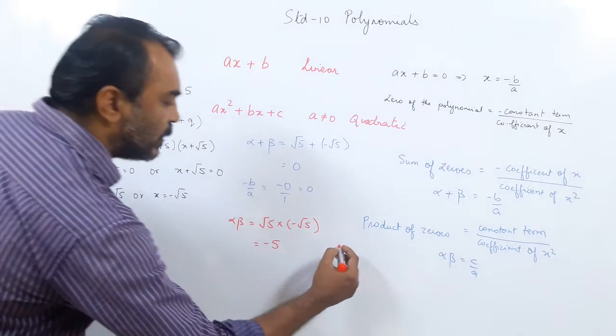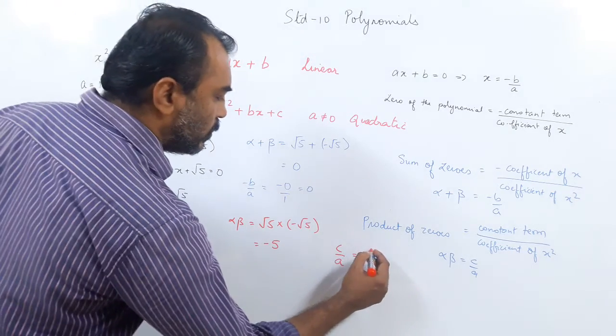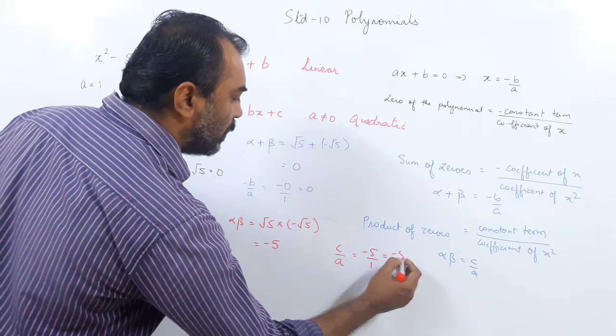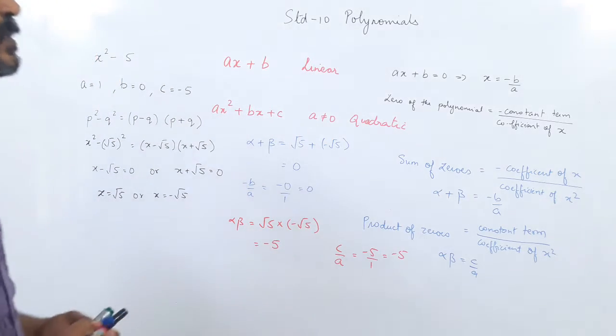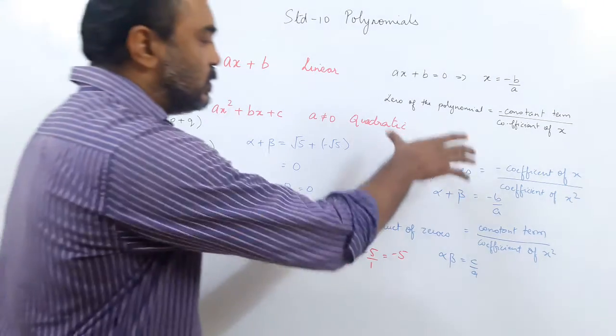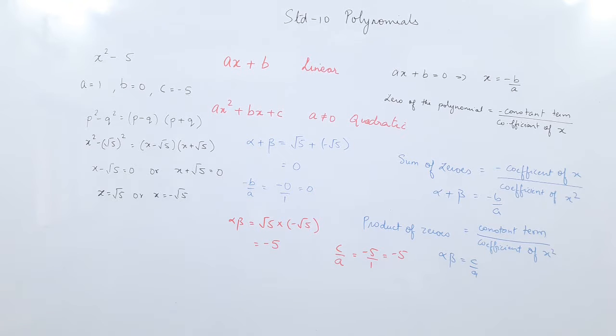And let me check c upon a. c is minus 5 upon 1, equal to minus 5. So they are both equal: alpha into beta equals c upon a. So this relationship between the coefficients and the roots of the quadratic polynomial is established very firmly. Now we move on to the next sum.